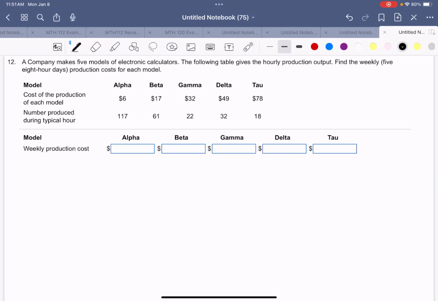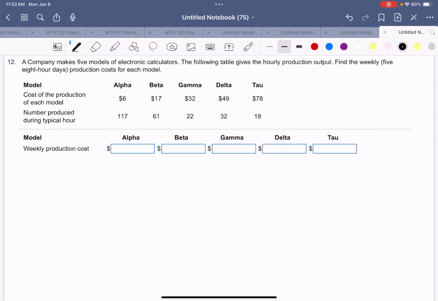Example 12. A company makes 5 models of electronic calculators. The following table gives the hourly production output. Find the weekly, that is 5 8-hour days, production costs for each model. So our models are called alpha, beta, gamma, delta, and tau.